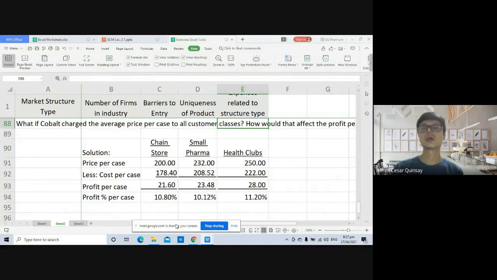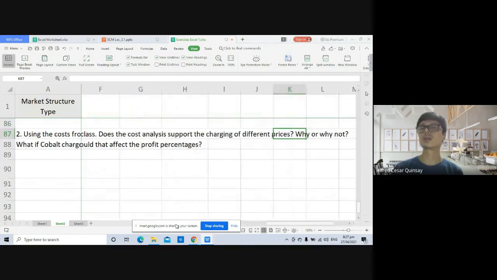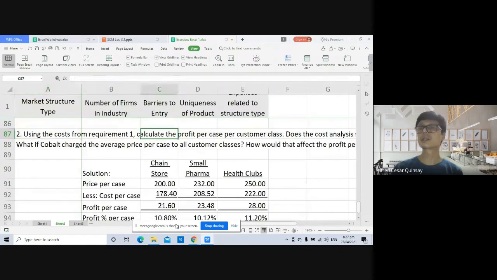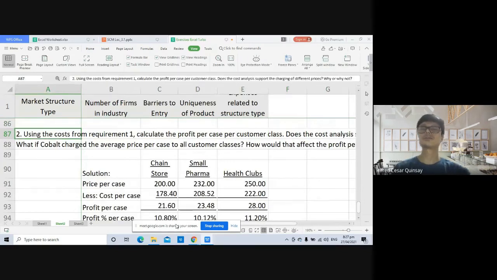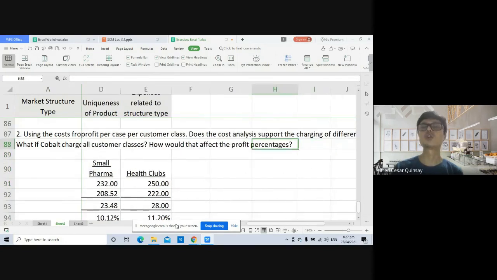Ayan, so question, does the cost analysis support the charging of different prices? Yes. Because of the different market niche, no? Okay, so sabi ko nga kanina, sabi natin kanina na yung health clubs, of course, sino ba yung nagpupunta diyan? Di ba most likely mga may kaya. Dito sa mga drugstore chain, ito yung mga pangmasa. Kaya hindi mo pwedeng bigyan ng 250 yan dito, no?